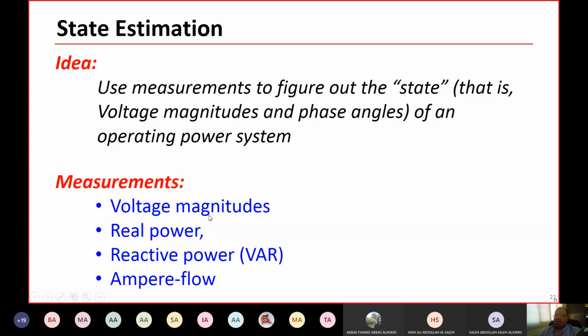We can measure the voltage magnitude by voltage transformer. We can measure the real power, the reactive power, and the ampere flow, the current. Based on these measurements, we need to estimate the voltage magnitude and the angle at all buses. If you know them at all buses, as you covered in circuit analysis with nodal analysis, then you can find the losses, the line flows, and the generation outputs, real and reactive power. You can have a clear picture of the system. So this is the idea of state estimation.